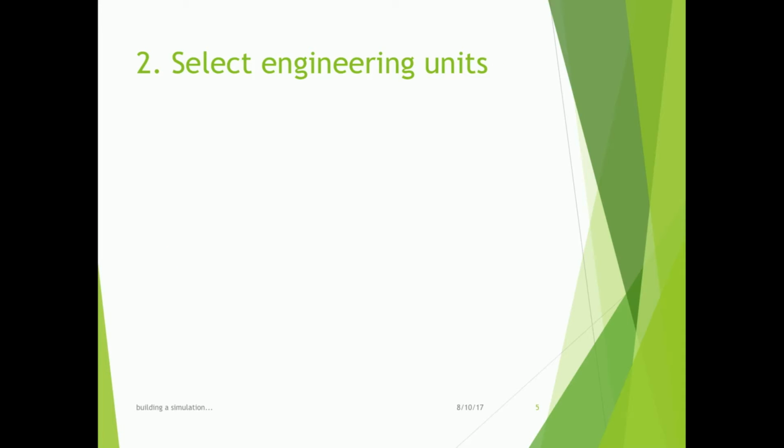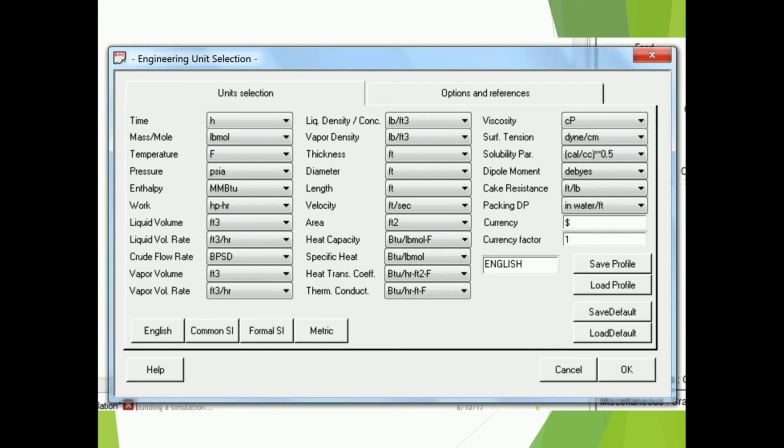So the first thing we're going to do is select engineering units for the problems. Here is the first screen that comes up. On the left, there are buttons here for English, Common SI, Formal SI, and Metric. You can click any of these, and it will give you the default settings.